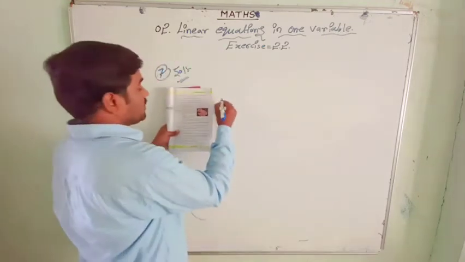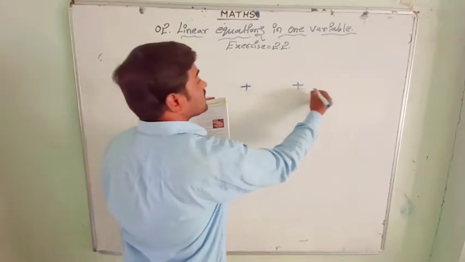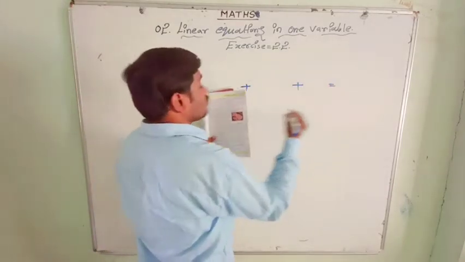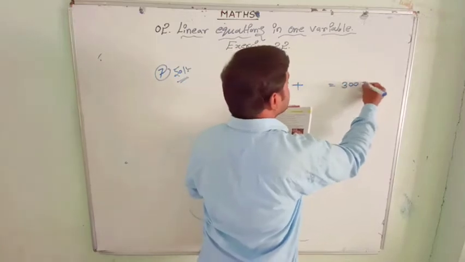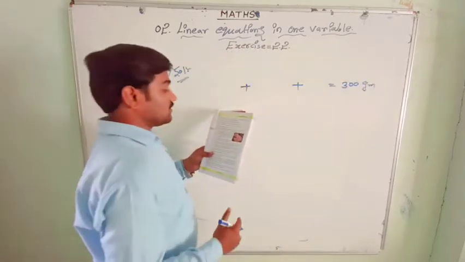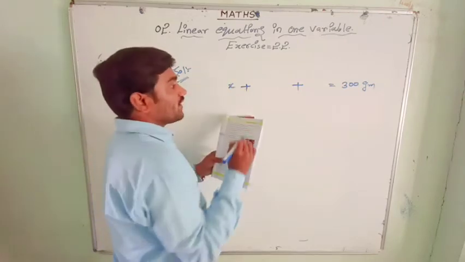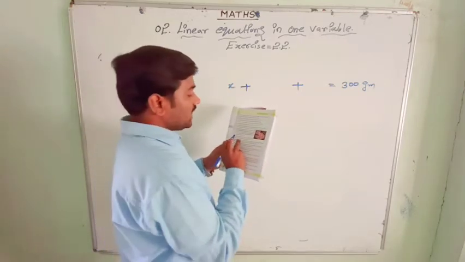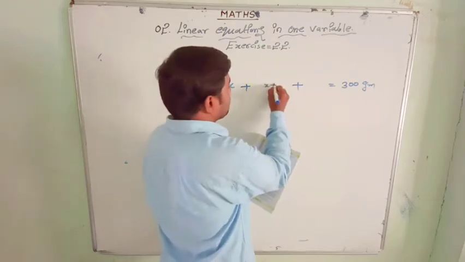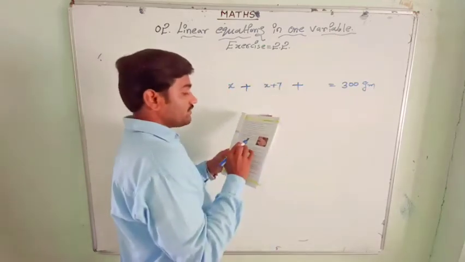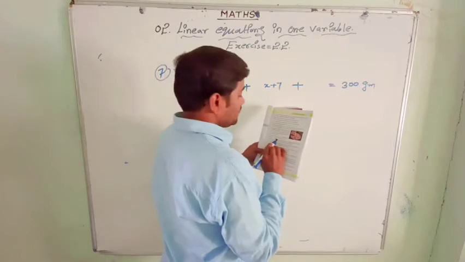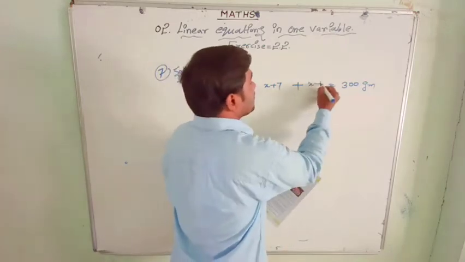Okay, the pizza was cut into 3 pieces, no? The total pizza weight is 300 grams. The first piece weight, as given in the hint, we need to assume as x, and the second piece weight is x plus 7, since the first piece is 7 grams lighter. Then the third one is x minus 4.